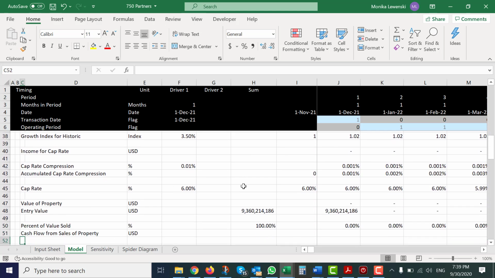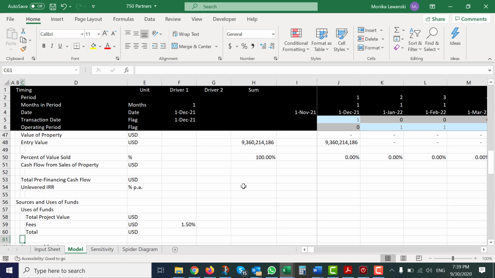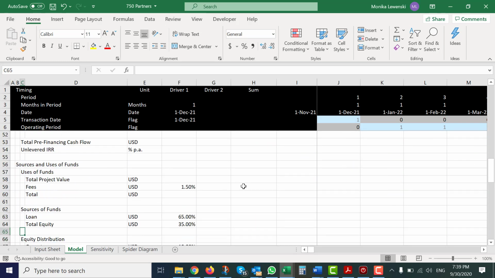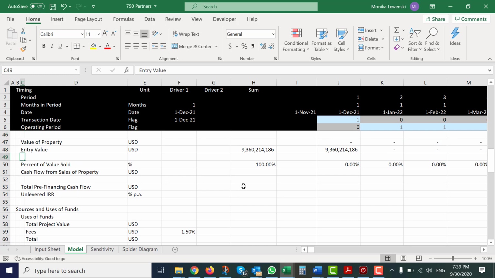What I have done is I've included titles. So let's see where we're going. The first thing we're going to do is compute how much cash flow we receive from property sales, and then we need to get the total pre-operating cash flow, which is from both our net operating income and our cash flow sales, and then we'll get the unlevered IRR.